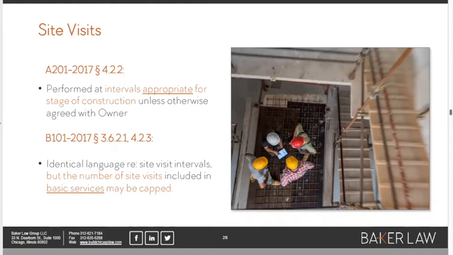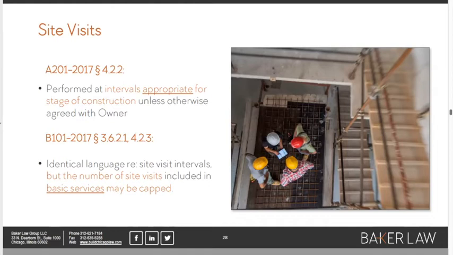So the first specific obligation that's discussed is site visits, okay? And if you look at the A201 general conditions in section 4.2.2, it says that the architect is going to come to the site at intervals appropriate to the stage of construction, which is pretty open-ended. As a lawyer who likes a little more of a definitive answer than that, what does that mean? If it's a really complicated part of the project, does that mean they've got to be there every day? Or does that mean that they only need to be there once a month or less?